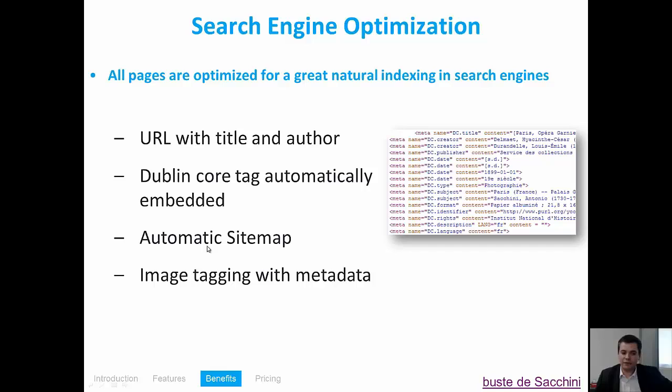We also have an automatic sitemap that is generated and can be fed to the search engine, and all of the images that are inserted into Lean Gallery are tagged with the metadata, so that not only the content is indexed in the search engine, but also the image.